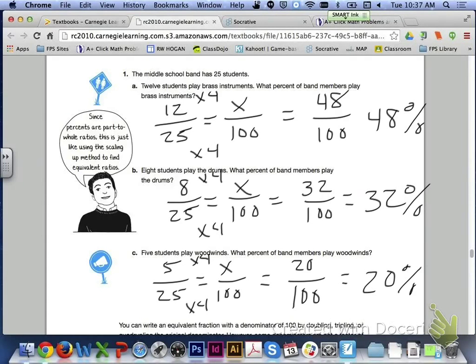Here is what your answers should look like for letter A. For all three of these, A, B, and C, my scaling up factor is going to be 4. So 12 times 4 is going to give me 48. That means that 48% of the students play brass instruments for letter A. For letter B, again, my scaling up factor is 4. 8 times 4 gives me 32. 32% of the students play the drums. And finally, for letter C, again, my scaling up factor is 4. 5 times 4 gives me 20. 20% of the students play woodwinds.